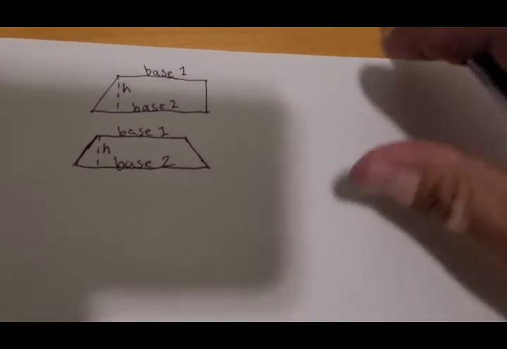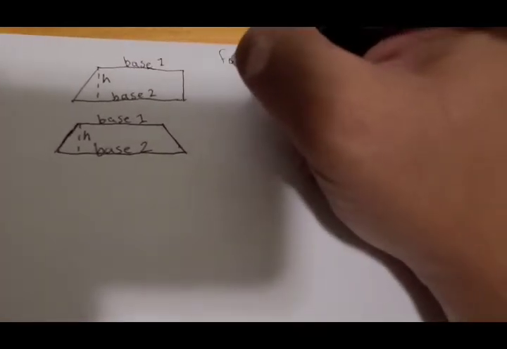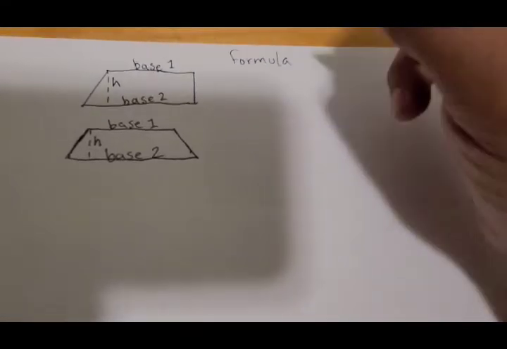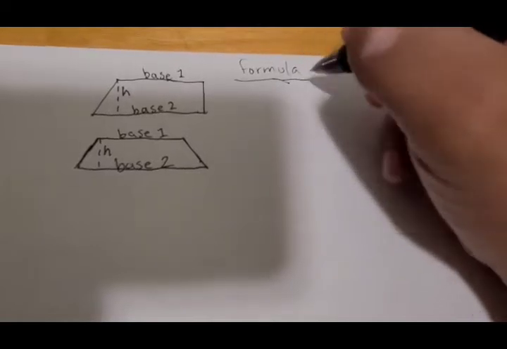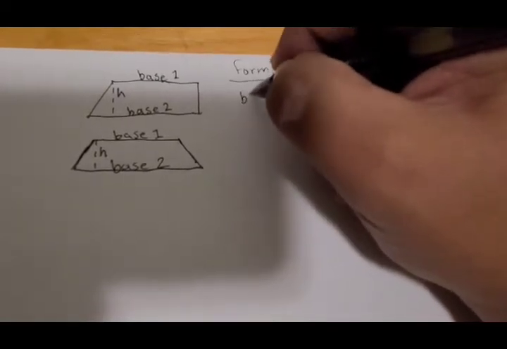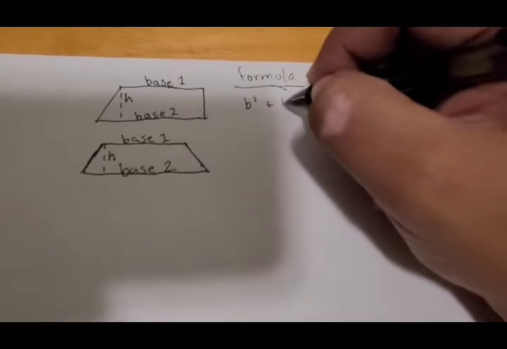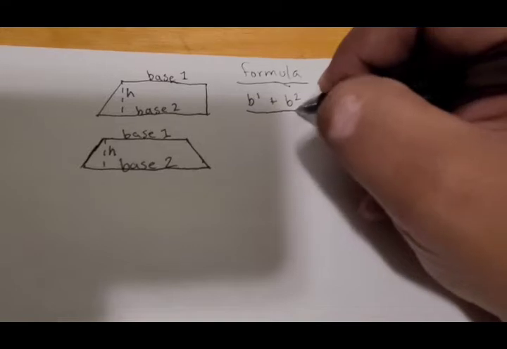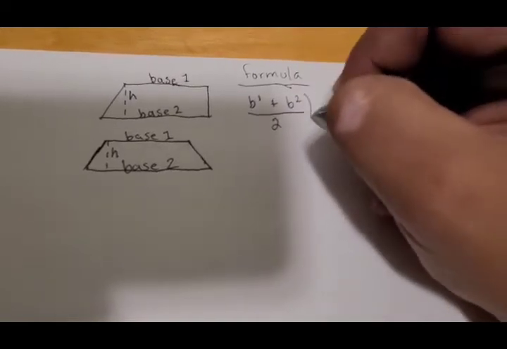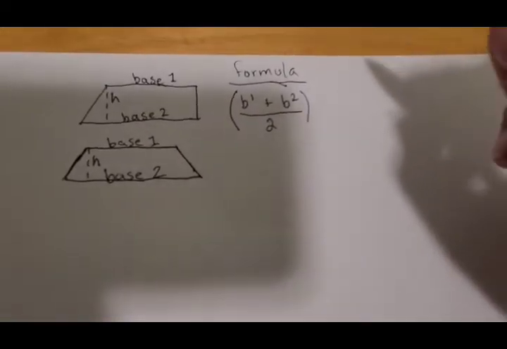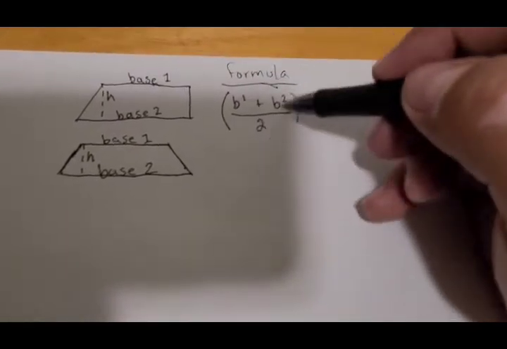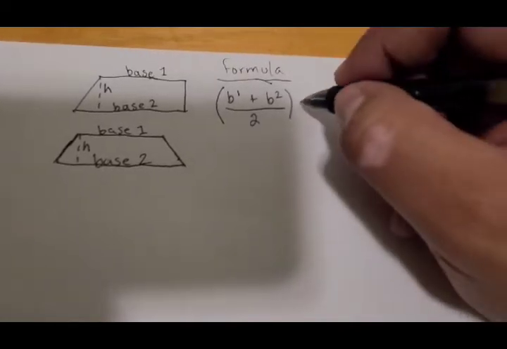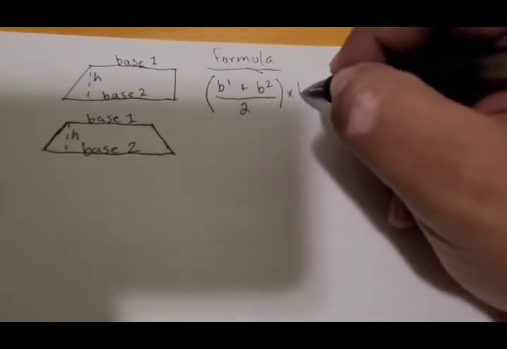Okay, now for the formula. The formula for a trapezoid states that we're going to have base 1 plus base 2, that means the top and the bottom together, divided by 2. This means that we're getting the average of the two bases. We're going to add them together and then divide it by 2, then multiply that times our height.